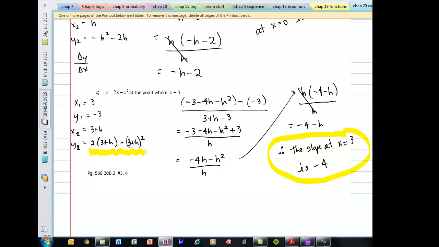Alright, that's how you find the slope of a curve algebraically. You'll see there's an assignment for you here. Go ahead to your book and practice.